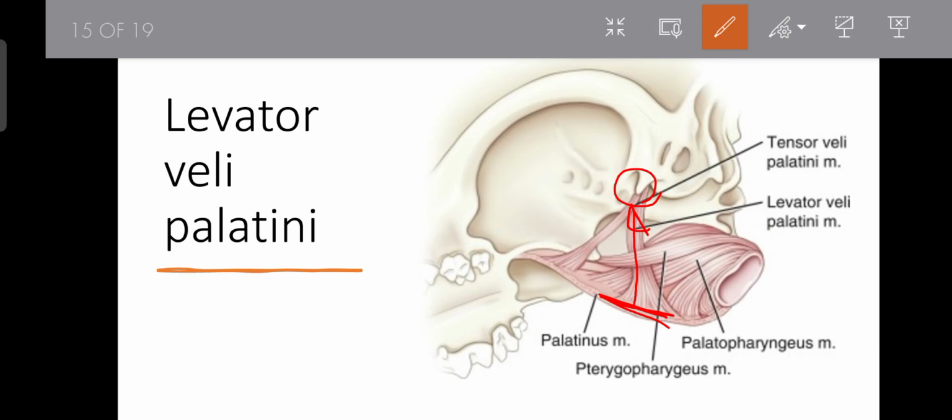One question may come to your mind: why does the tensor veli palatini not cause elevation of the soft palate? When you notice here, this insertion cannot help this muscle to elevate the soft palate, but the insertion of levator veli palatini definitely helps to elevate the soft palate.